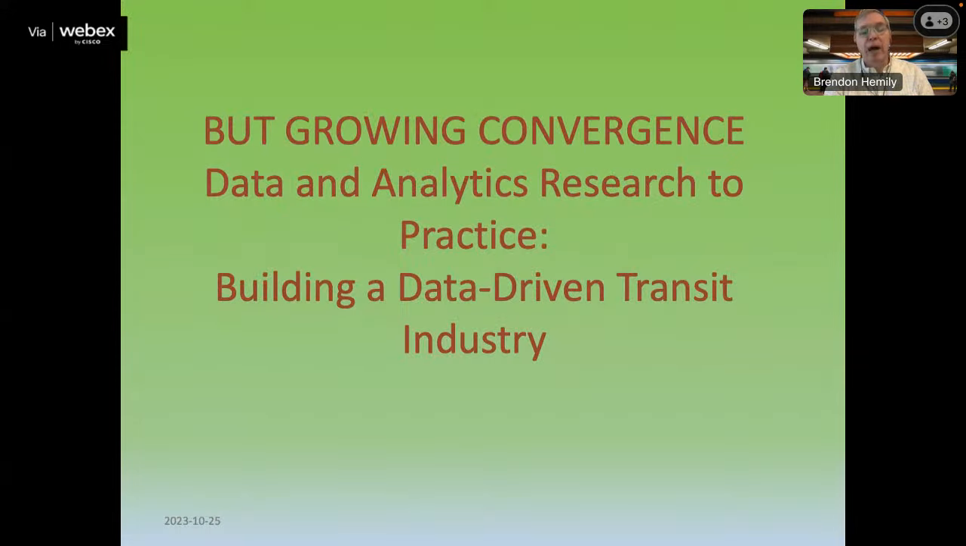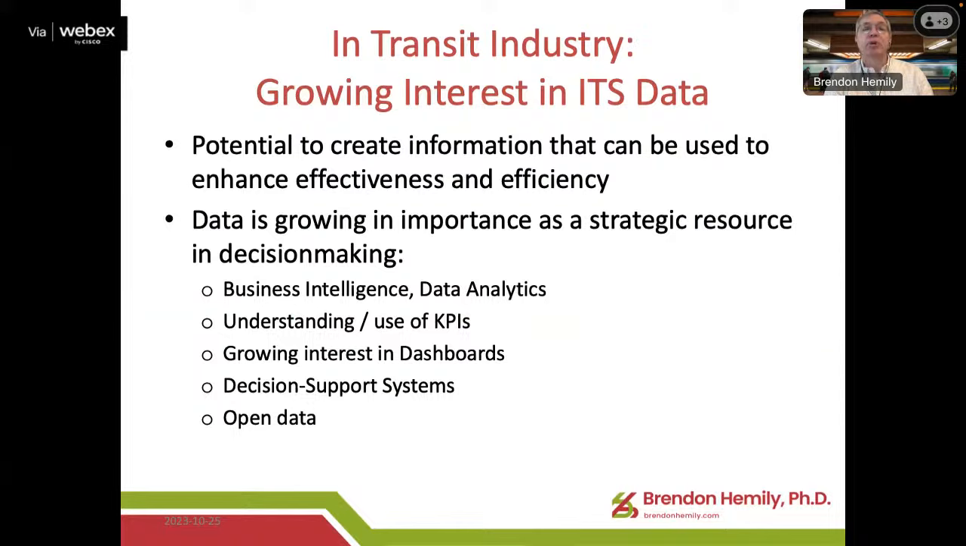However, I've observed, with some optimism, that there's a growing convergence of interests around the use of data, particularly ITS data, and the analytics that can emerge from that, to practitioners and their interest in building a more data-driven transit industry. So in the transit industry, there's been a growing interest in ITS data, and a growing recognition of the potential to transform the data into information that can be used to enhance effectiveness and efficiency.